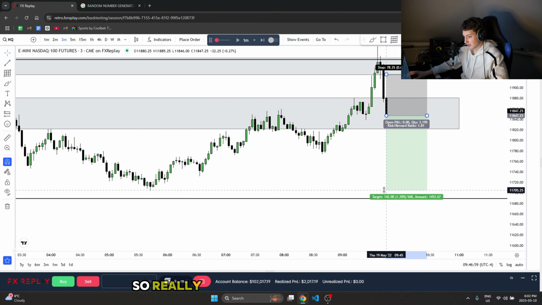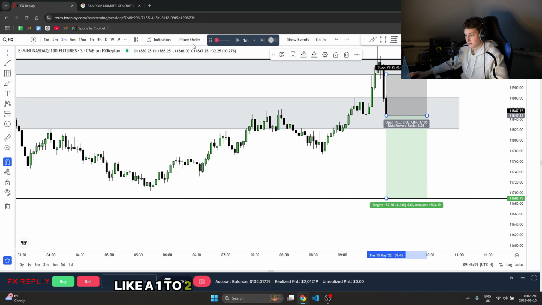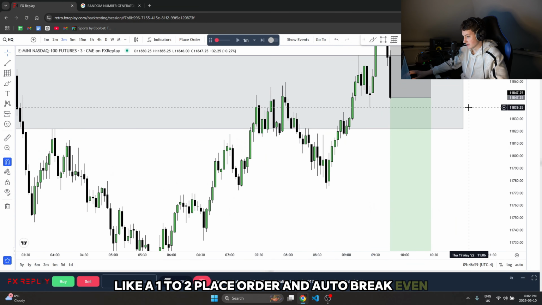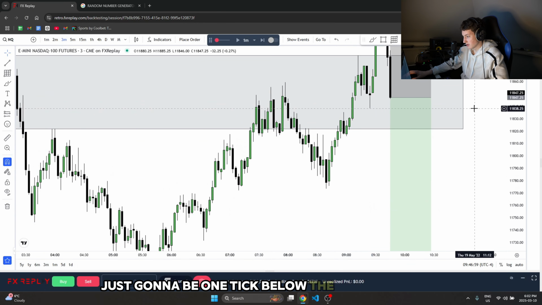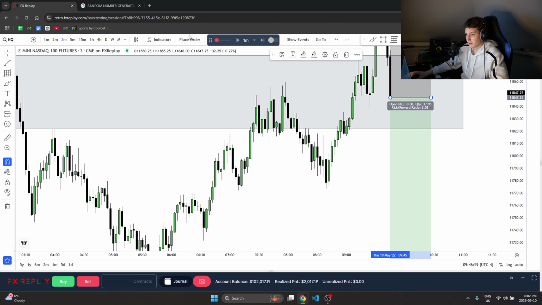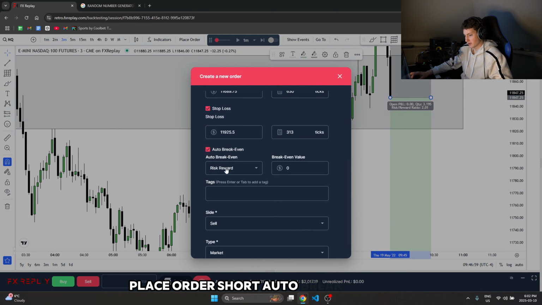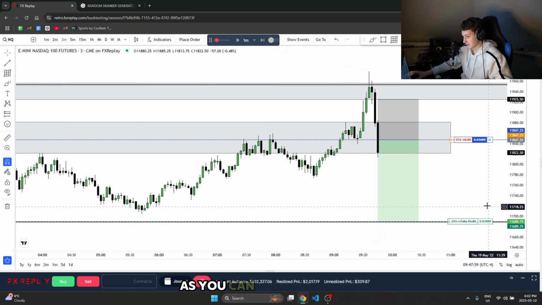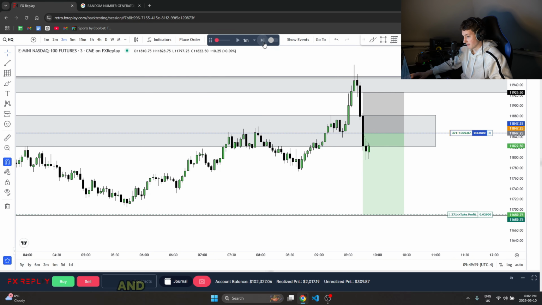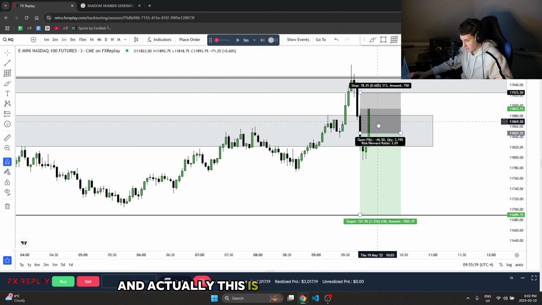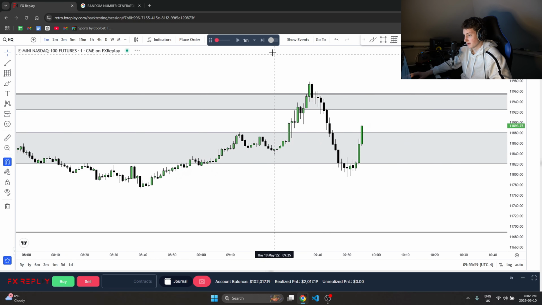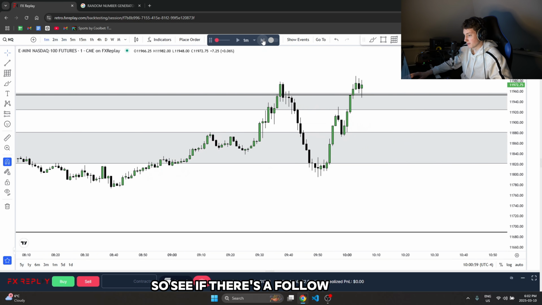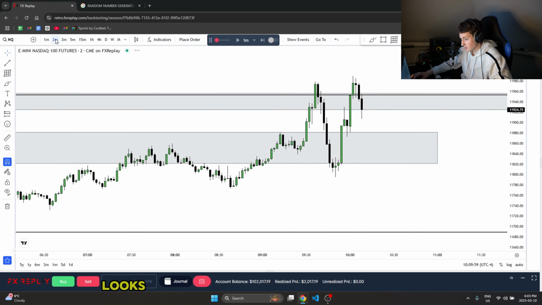So really good risk to reward on this one, like a 1 to 2. Place order, and the auto break even is just going to be 1 tick below the low right here. Place order, short, auto break even here. Very likely to be a break even trade, probably on the next candle, as you can see right there. And actually, this is okay, break even as expected. So let's see if there's a follow-up setup. Looks like we might be getting one here.